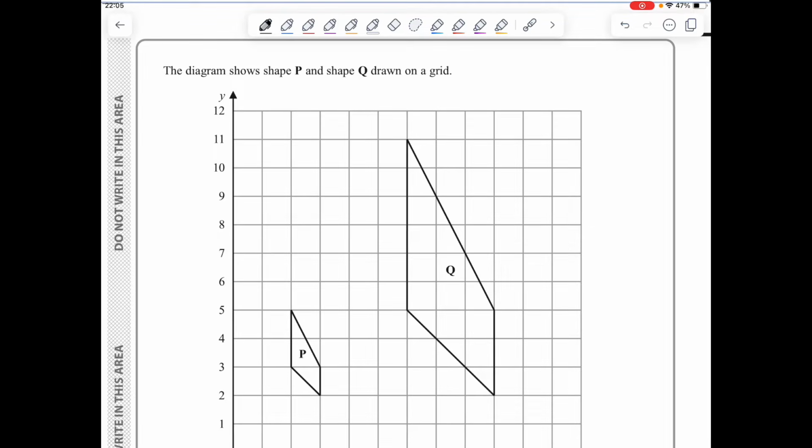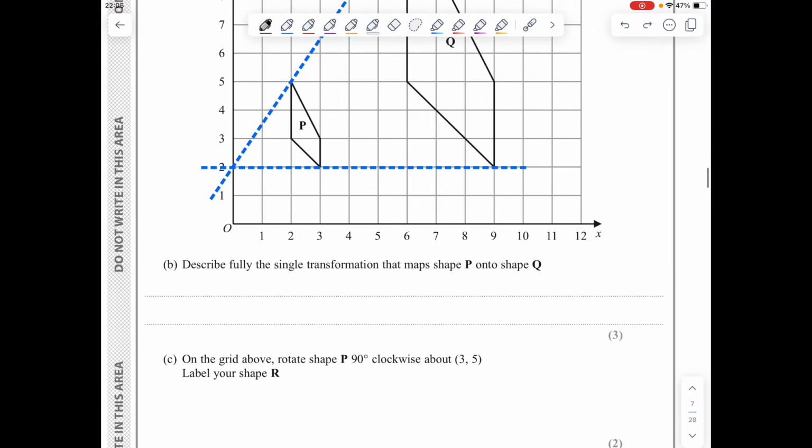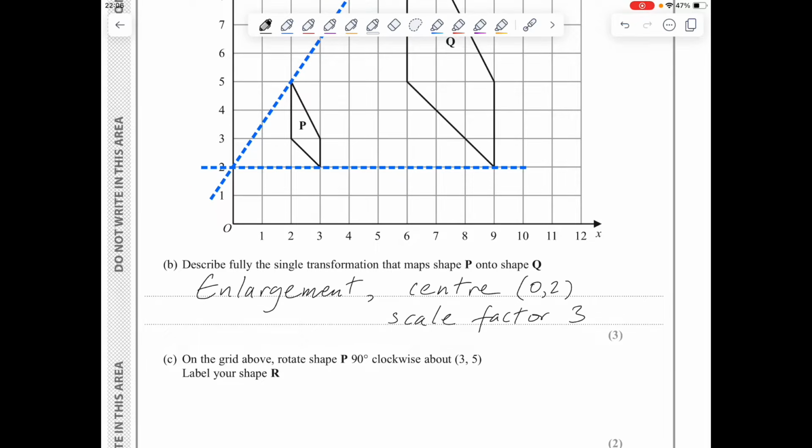Now, to find the center, I'll need to join two corresponding points. For example, this one with this one, and another one, for example, this one with this one. Join them, and where these two meet will be the center. So doing so will give me the following. So the center of enlargement is 0, 2. So let's write this down. We've got an enlargement, center 0, 2, scale factor of 3.